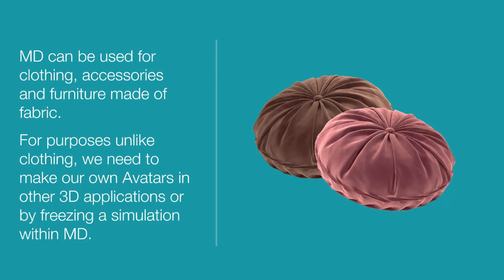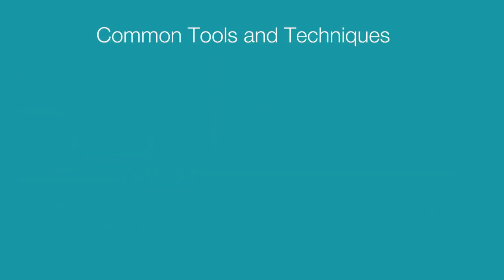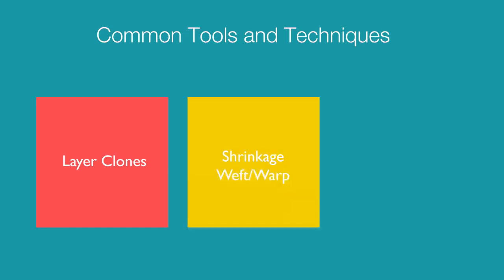Now, once we get through this stage, sewing and assembling patterns is not difficult, as we have done in the previous modules. The workflow mostly involves the use of layer clones, shrinkage, weft, and wrap, and of course, the choice of material can vastly affect the final result.